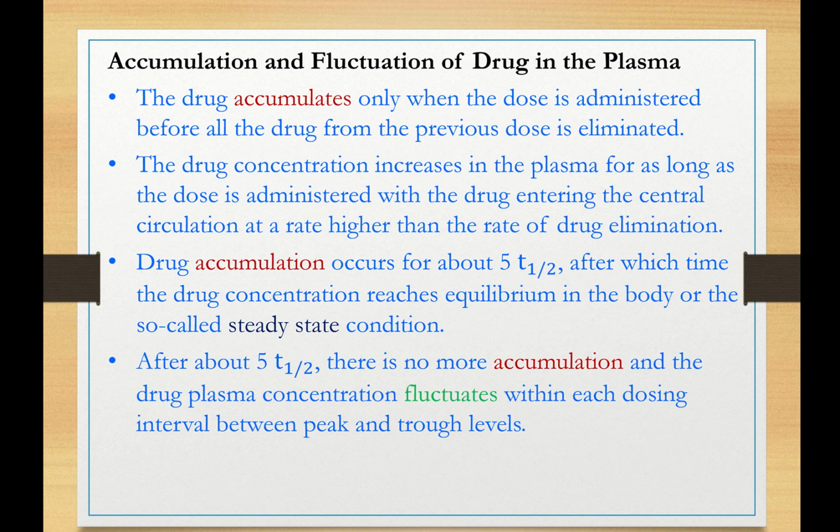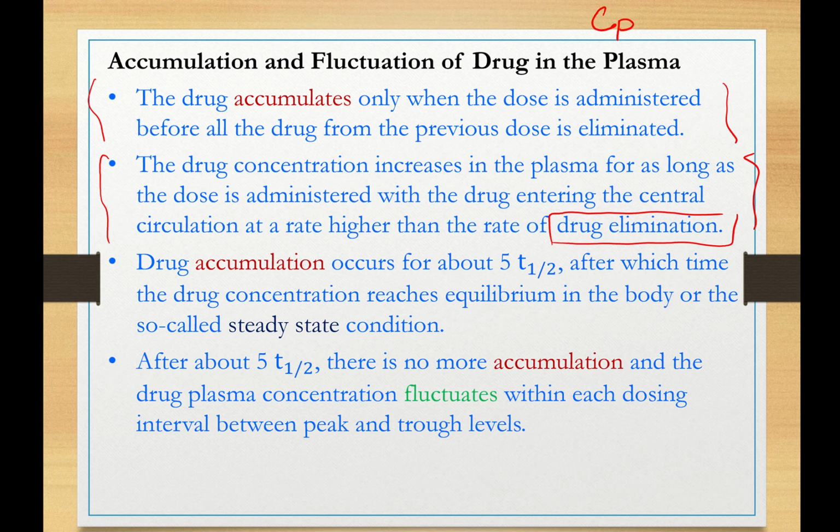So let us now discuss the accumulation and fluctuation of drug in the plasma. Now, the drug accumulates only when the dose is administered before all the drug from the previous dose is eliminated. That's kind of common sense, right? But this paragraph here is very deep. So the drug concentration increases in the plasma for as long as the dose is administered with the drug entering the central circulation at a rate higher than the rate of drug elimination. So this is a very deep concept that goes back to the first order kinetics. The rate of drug elimination depends on the plasma concentration, right?